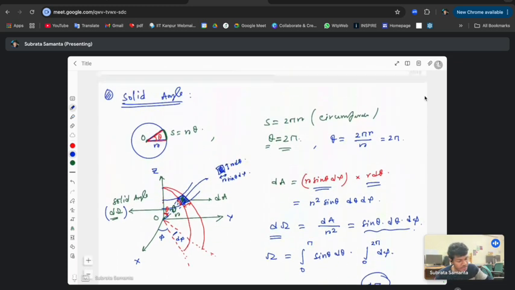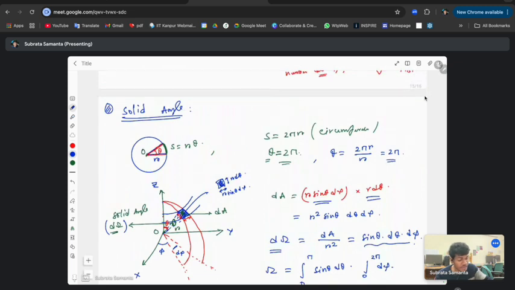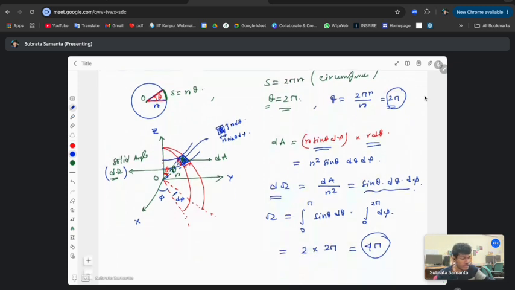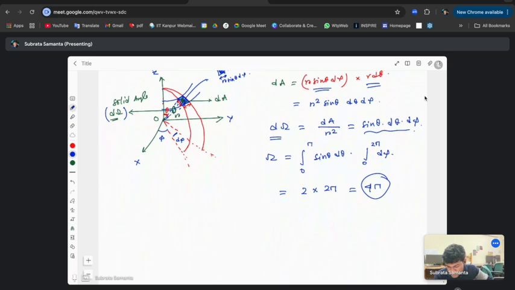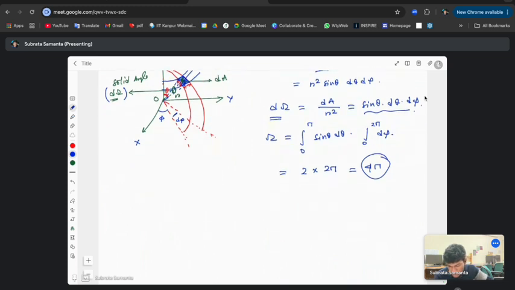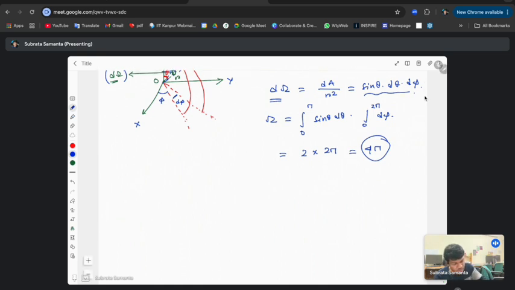And for circles, the total angle is 2 pi, and for 3D objects it's basically solid angle, and the total solid angle is 4 pi. Okay, so let's consider similar things. Let's do examples. Let's consider a sphere.